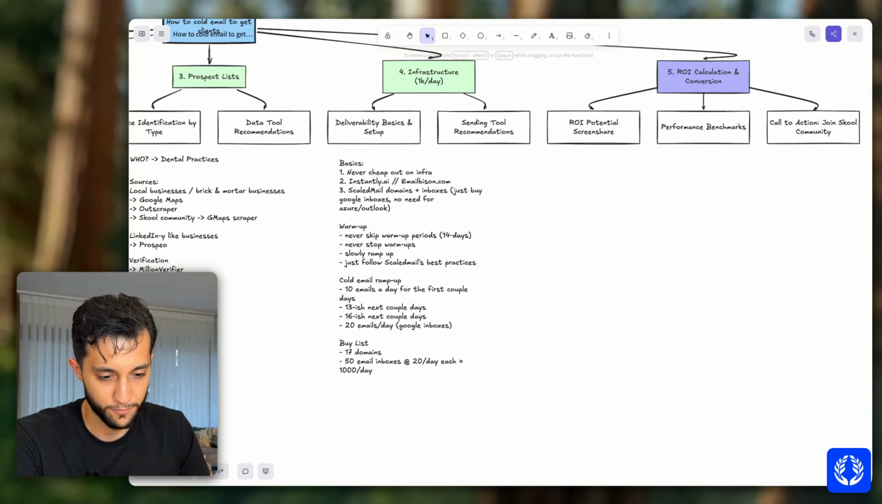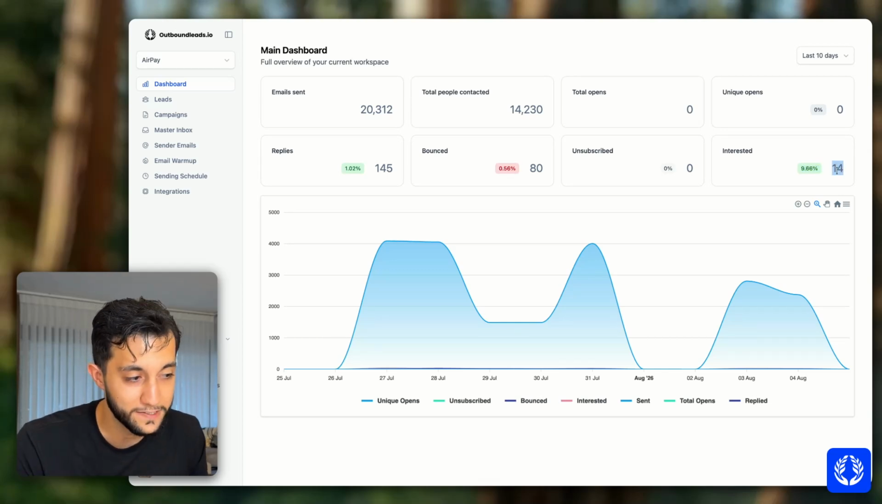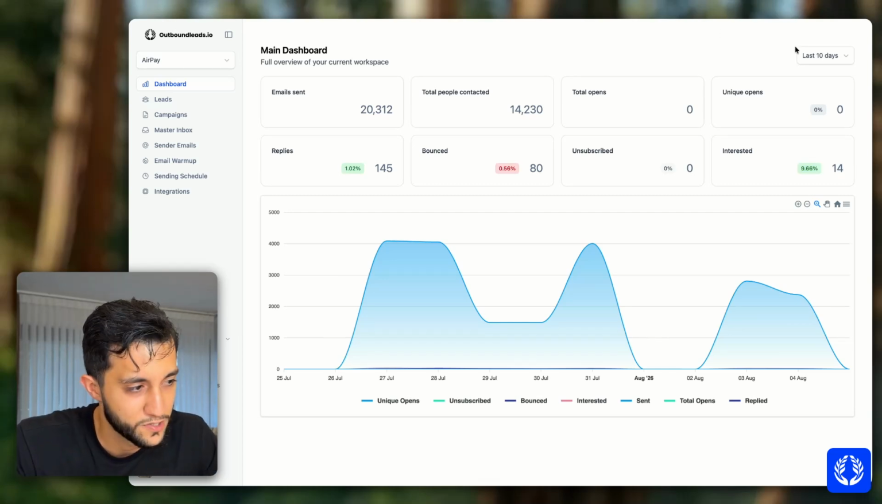By the way, let me actually show you something. Here are the campaigns that we're actively running for AirPay right now. And just over the past 10 days, we've contacted 14,000 people, 1% response rate, 10% positive response rate. The stuff works. Like, this is amazing. People look at this and they're like, oh, it's only... No, you don't understand. We can blast so much volume.